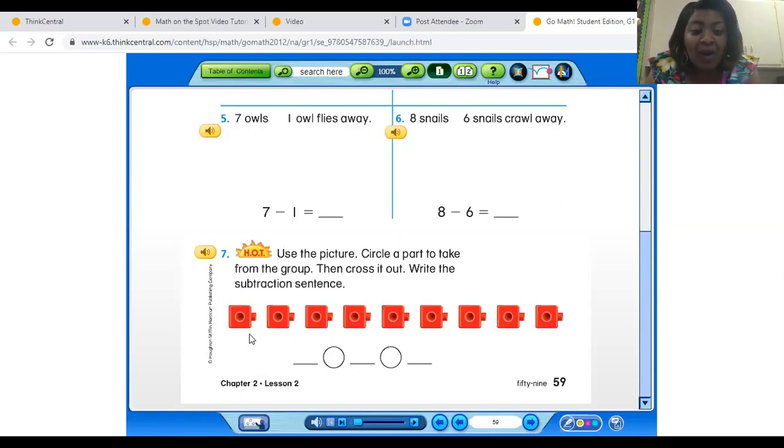Okay? So I want you to come up with your own. I want you to take away whatever amount that you believe is necessary. But I know that I have 9, but I'm going to take away a different number than Mrs. Ball did. So you go ahead and you practice that.